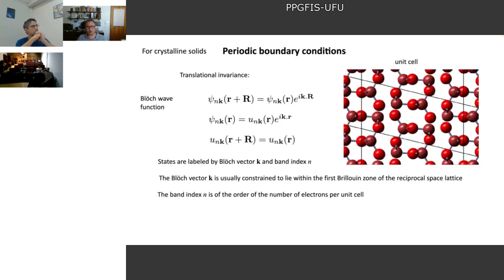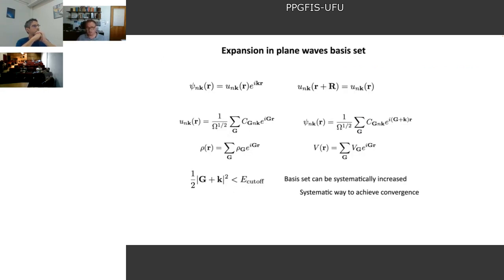So your wave function has the Bloch form, right? The states are labeled by the Bloch wave vector and the band index n. The Bloch vector is constrained within the first Brillouin zone of the reciprocal lattice, and the band index is an integer, of the order of the number of electrons in the unit cell. Given that, we can expand the wave functions in plane waves, and that allows a systematic convergence criterion. Basically, the more plane waves you add, the better converged the results are, in terms of expanding charge densities and potentials and so on.